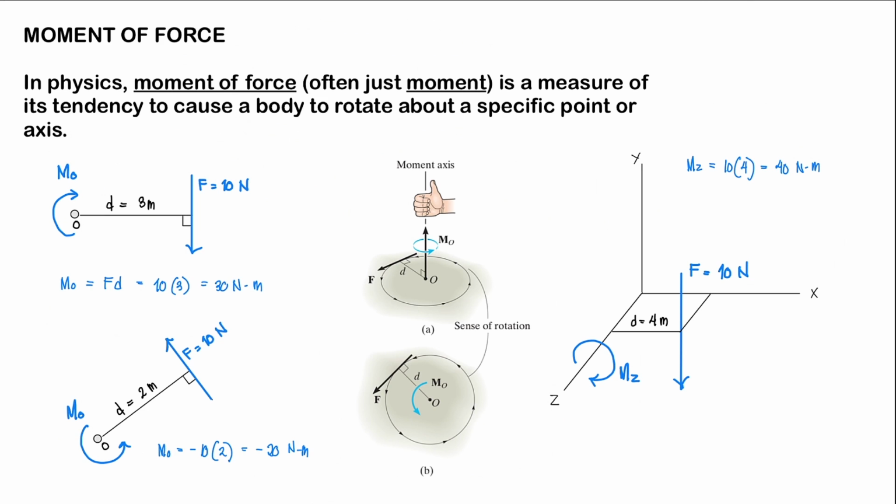All right. So for our first example, our force F is causing a moment M sub O at point O, and that is equal to, this is going to be negative since this causes a clockwise rotation, negative 10 times 3. So that is equal to negative 30 newton meters.